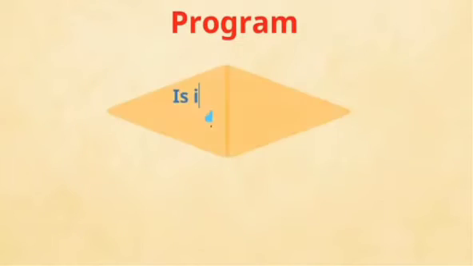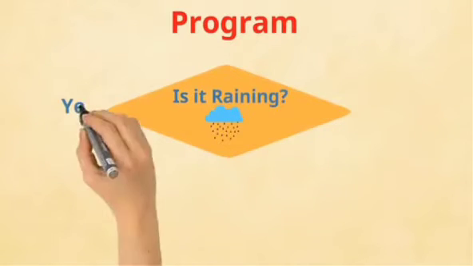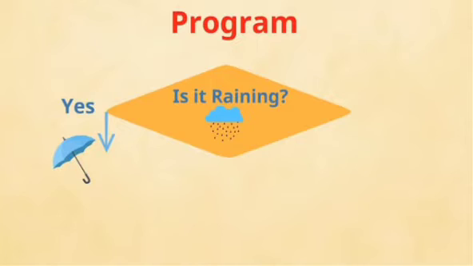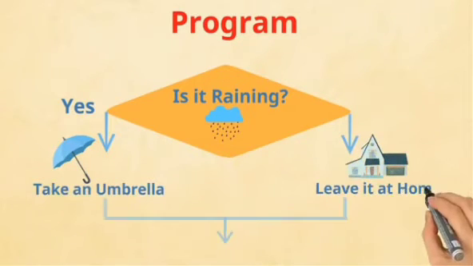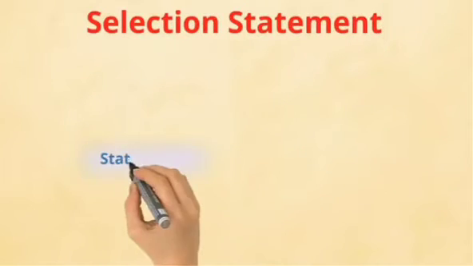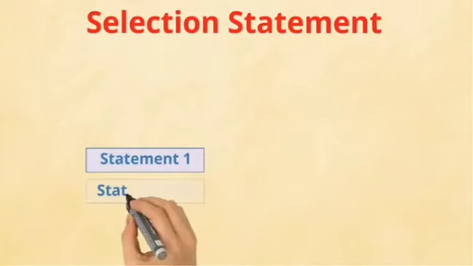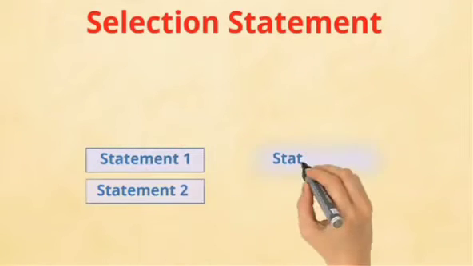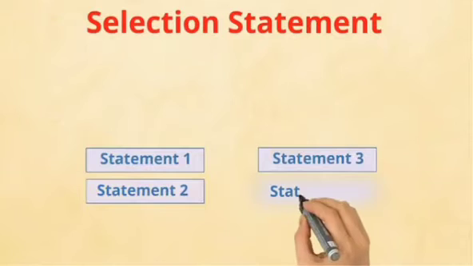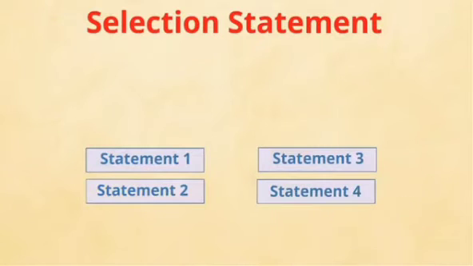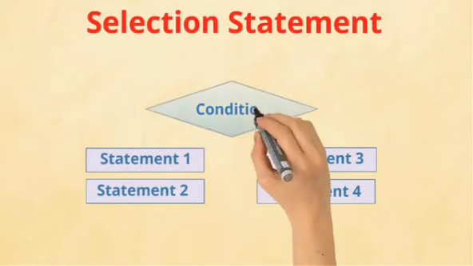See, here is a real world example. Is it raining? If yes, take an umbrella. If no, leave it at home. Here there is a condition. That's known as conditional statements. For this type of statements, the selection statements, there is a condition there.